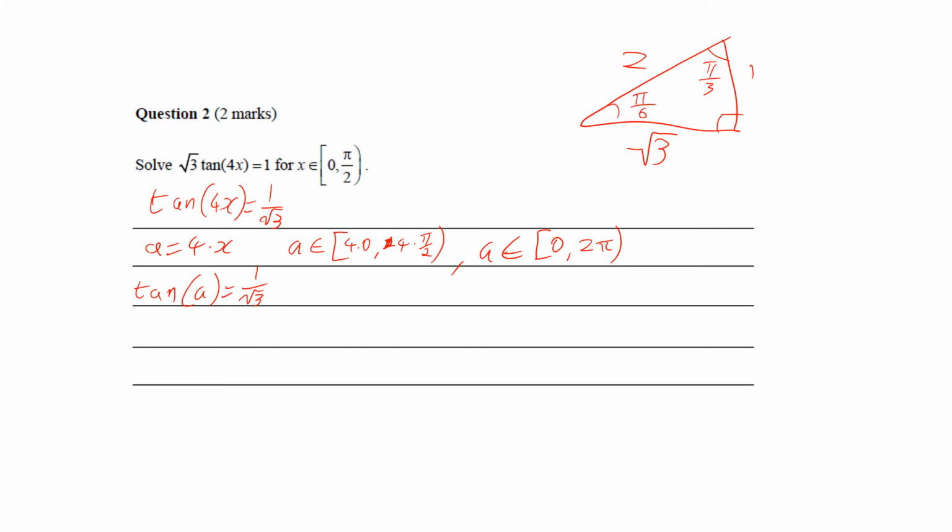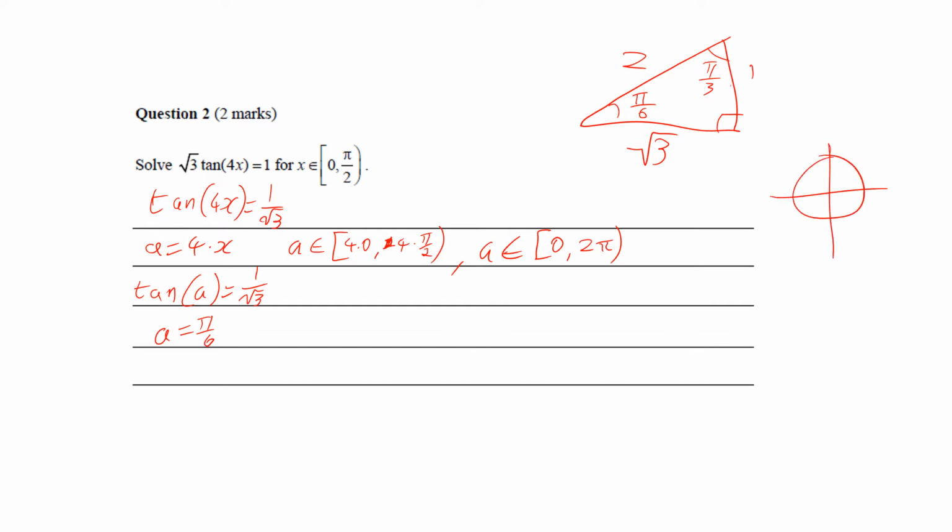So I'm now looking for tan. Tan is opposite over adjacent. Where do I have an opposite of 1 and an adjacent of square root 3? Well, it's got to be pi on 6, doesn't it? So we can say a is equal to pi on 6. But this wasn't enough. We also need all the solutions from 0 to 2 pi, not inclusive of 2 pi.